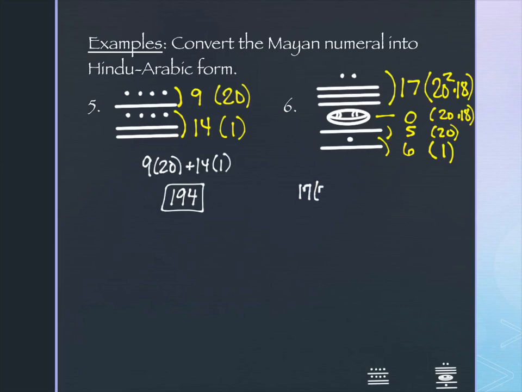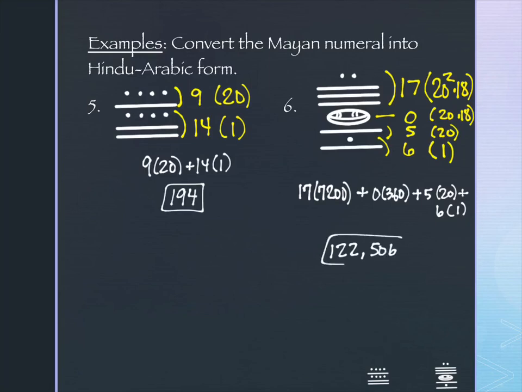So we're going to take 17 times 7,200 plus 0 times 360. That's super exciting. I have 5 times 20, and then plus the 6, or 6 times 1. The calculator figures it all out for you. What do you have? You don't have a calculator. All right, it's 122,506. At least that's what my notes say. Did anybody get that? I got a thumbs up.